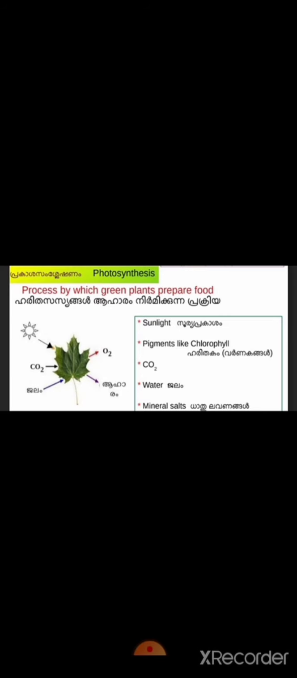Good morning, students. Hope you understood the last class. Let's check what we already learned. Global warming, causes for global warming, what are the factors required for photosynthesis, structure of chloroplast. Photosynthesis takes place inside the chloroplast.